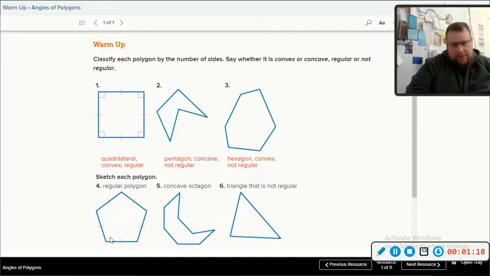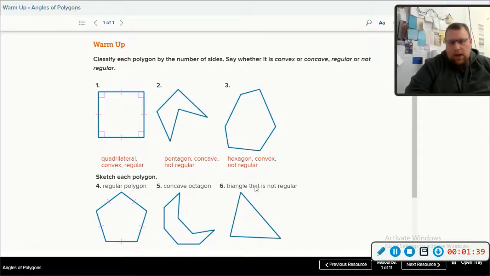It's convex. Sides are the same length. Octagon means 8-sided, so 1, 2, 3, 4, 5, 6, 7, 8. And it could even be regular. I can't really tell. It looks like these sides are smaller than these sides, though, so probably not. But it is concave in that it goes inside.